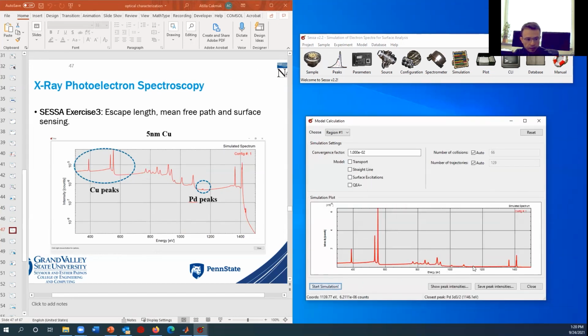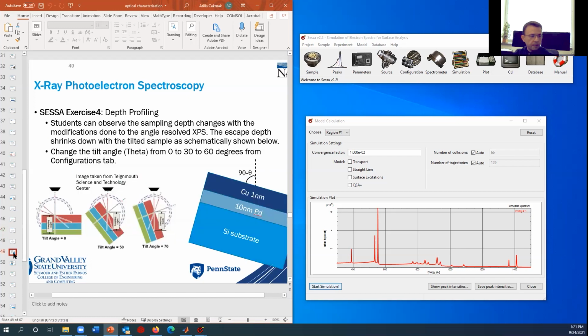So this is the area where we were getting those palladium peaks. Now they disappeared. They will only appear again in the logarithmic scale, so you can see. So it's really like even 5 nanometers, we're losing the touch with the underlying material. So that's an important observation that the students can get.